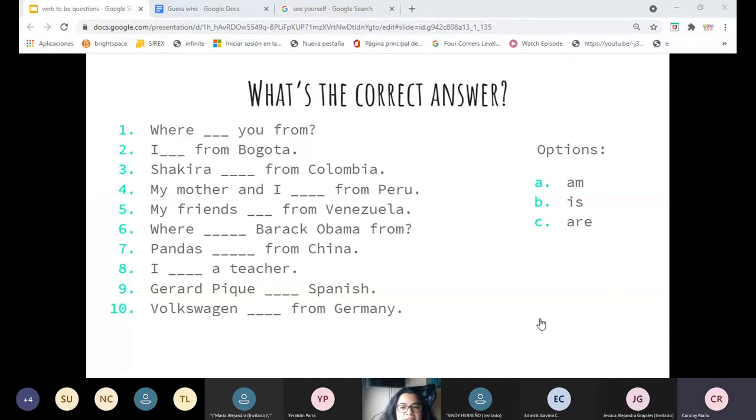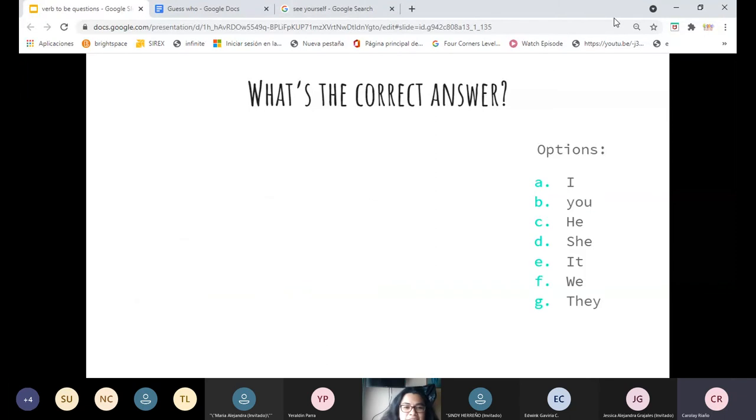This one? Gerard Piqué is Spanish. That's right. And what about this one? Volkswagen, guys? Is from Germany. Great. Volkswagen is from Germany.